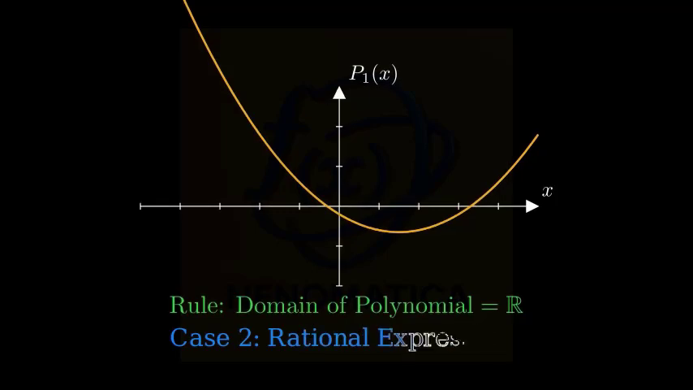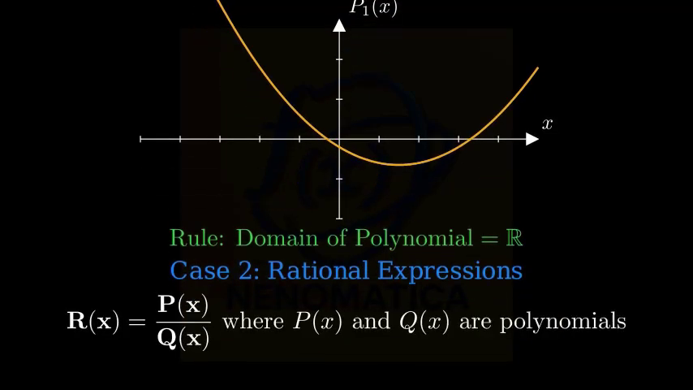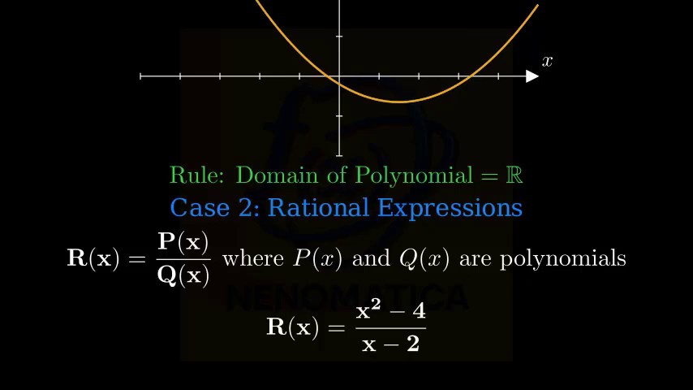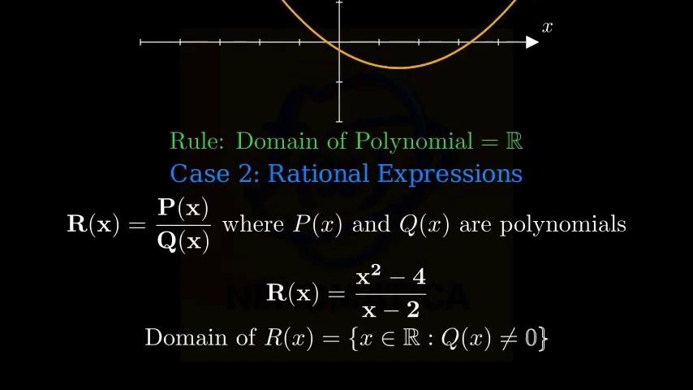Now, let's move to the second case, rational expressions. A rational expression is a fraction where both the numerator and denominator are polynomials. For example, the expression x squared minus 4 divided by x minus 2. This is a rational expression because both the numerator and denominator are polynomials. For rational expressions, the domain consists of all real numbers except the values that make the denominator equal to 0. This is because division by 0 is undefined in mathematics.